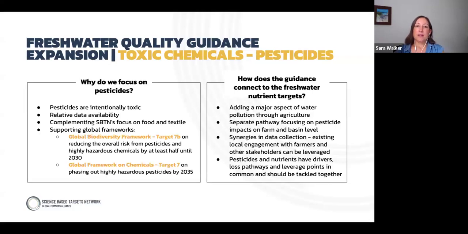The new guidance on pesticides will complement the existing water quality guidance that's focused on nutrient pollution, as nutrient pollution from agriculture and pesticide pollution tend to go hand in hand, allowing for synergies in data collection and response options on the ground.